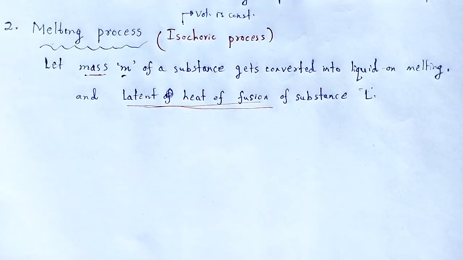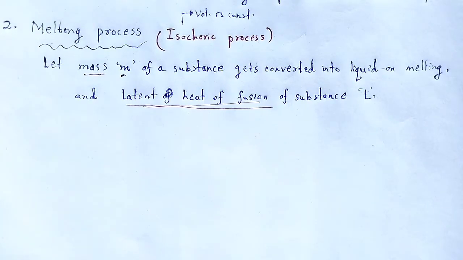What is latent heat of fusion? What is the latent heat of fusion of that substance? Means the heat required to change unit mass of substance into liquid at constant temperature. Again I repeat, the amount of heat required to change unit mass of the substance into liquid at constant temperature is known as latent heat of fusion of that substance.